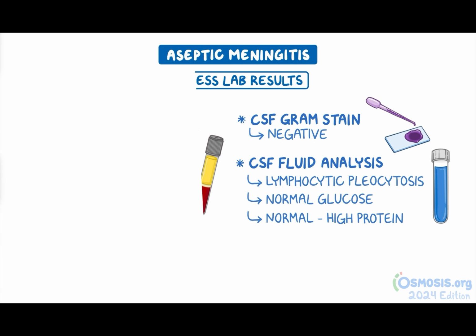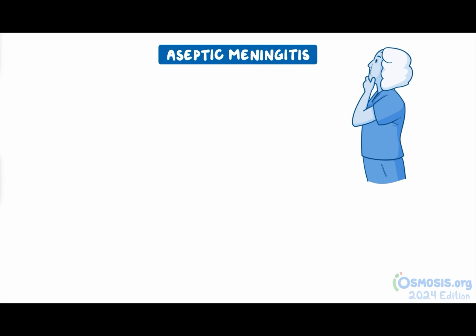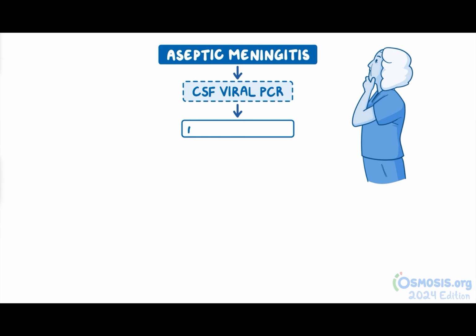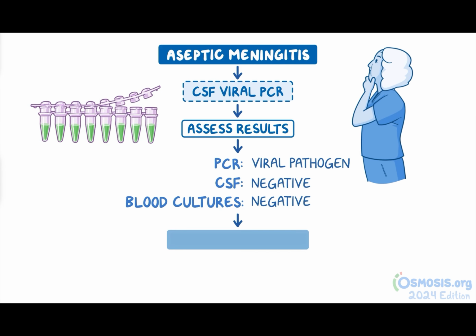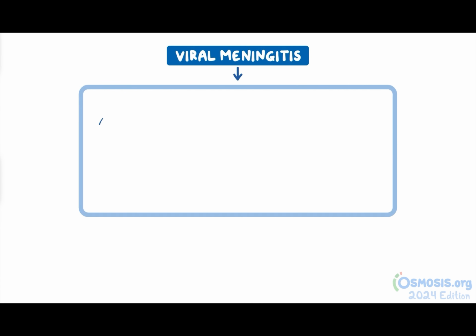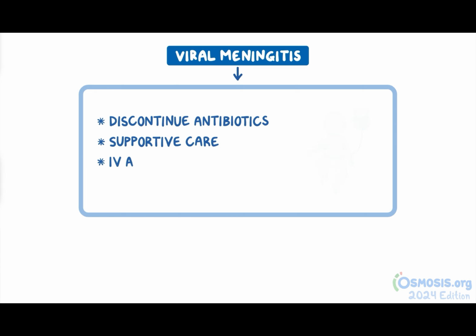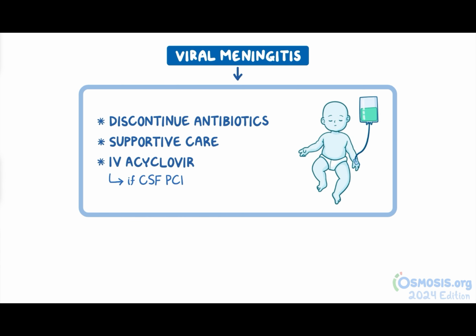At this point, you should suspect aseptic meningitis, so your next step is to order a CSF viral PCR, and then assess the PCR and culture results. If PCR identifies a viral pathogen and CSF and blood cultures remain negative, you can diagnose viral meningitis. At this point, you can discontinue antibiotics. Management primarily consists of supportive care, but be sure to begin IV acyclovir if CSF PCR is positive for HSV.